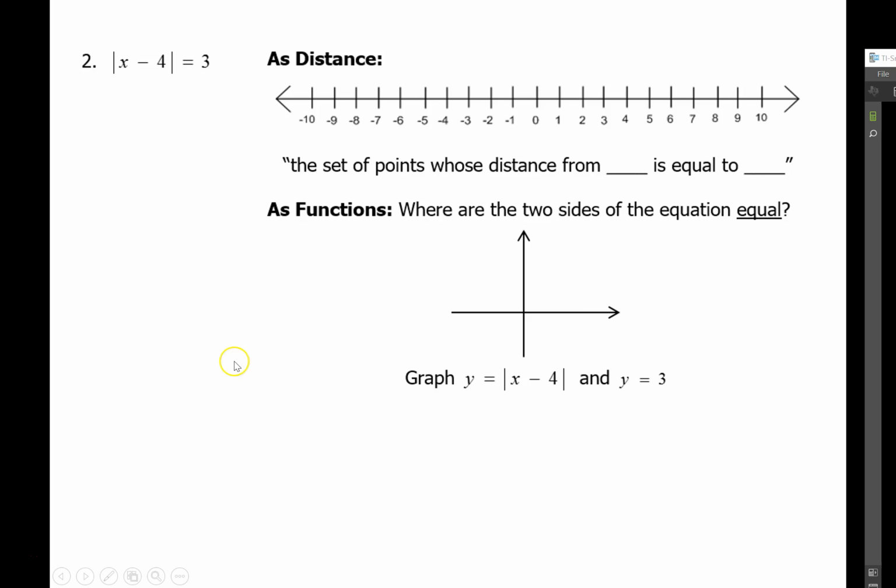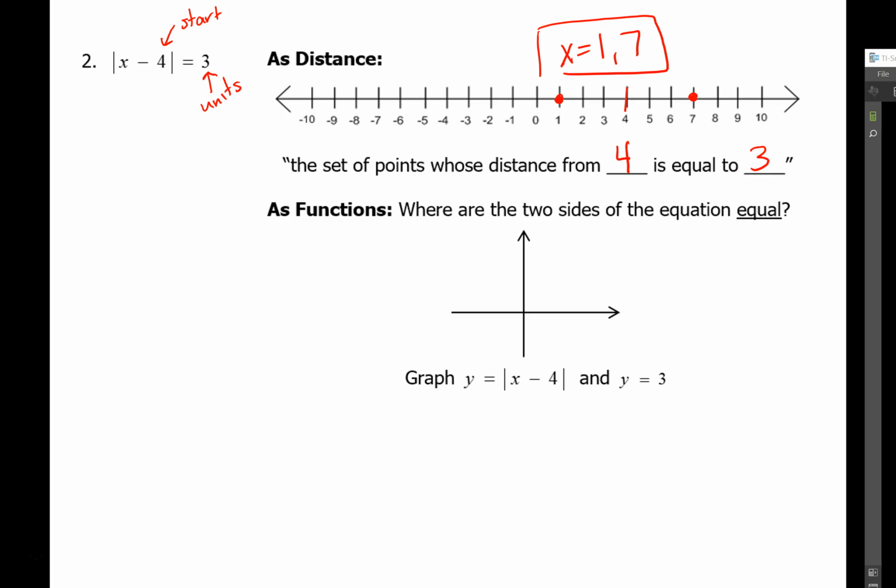Let's look at another one of these. This next problem says that the absolute value of x minus 4 is equal to 3. So we can read that as a distance as the set of points whose distance from 4 is equal to 3, where again the number inside, the h of the vertex, is going to be where you start, and the 3 is the number of units that we're going to travel. So if I start at +4 and I go 3 units to the right, that puts me up here at 7, and if I go 3 units to the left, that puts me here at 1. So x is equal to 1, and 7 is my answer there.